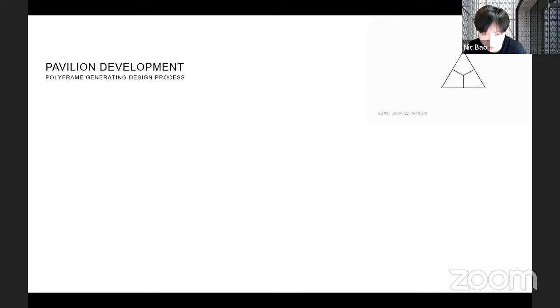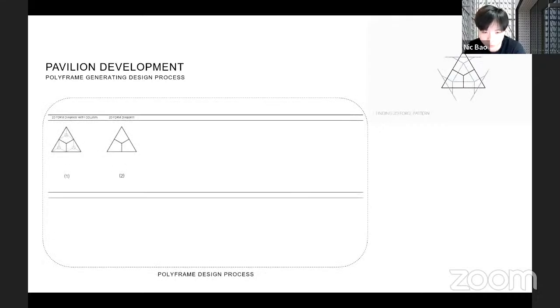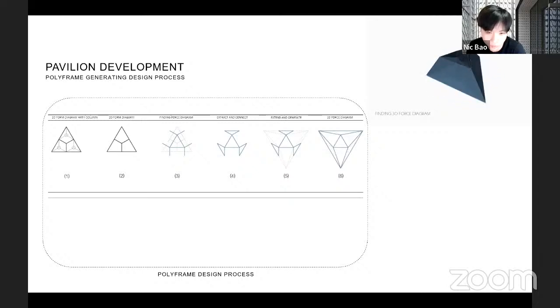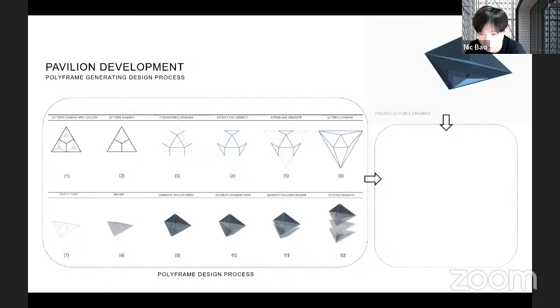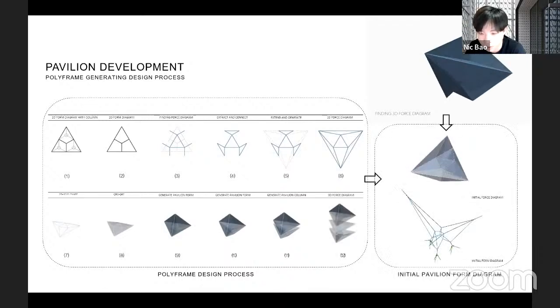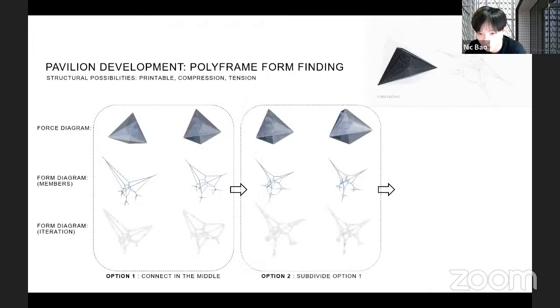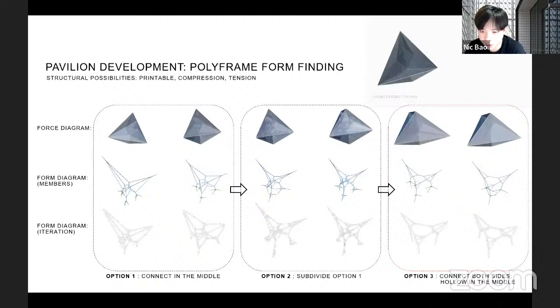So this is located in Shanghai. Just very quickly to talk about the design progress. This design is integrated with the polyframe generative design algorithm developed by the machine from UPenn, and also integrated with the topology optimization method. We asked students to do a pavilion design competition. Then we chose the best results for further design development.